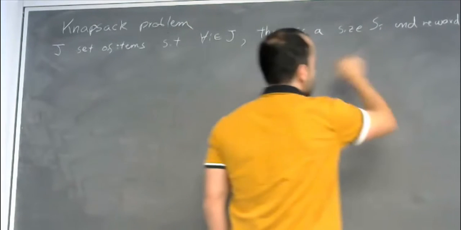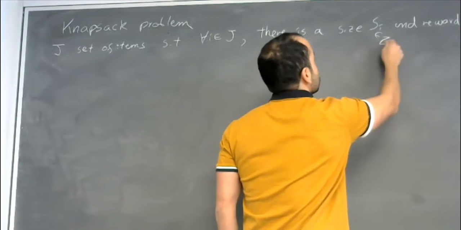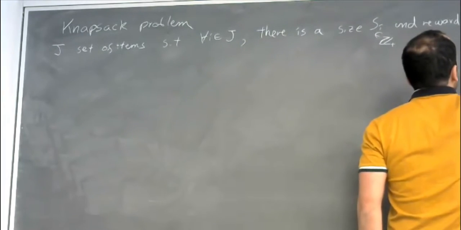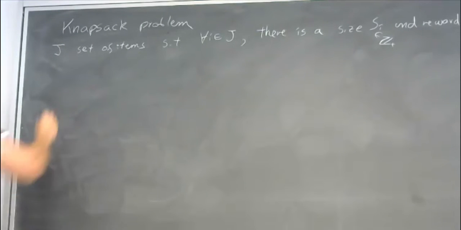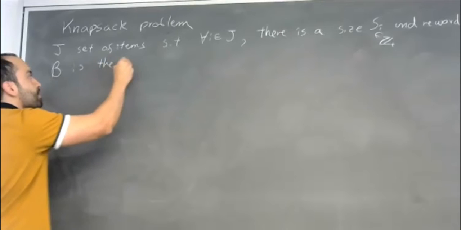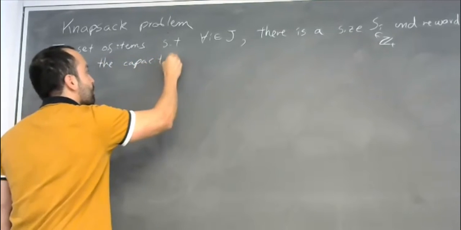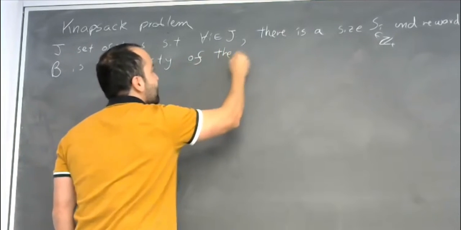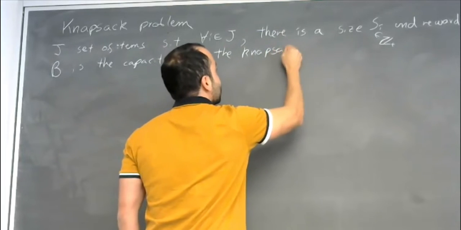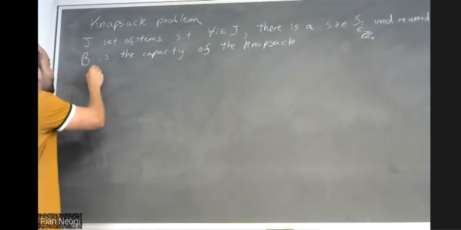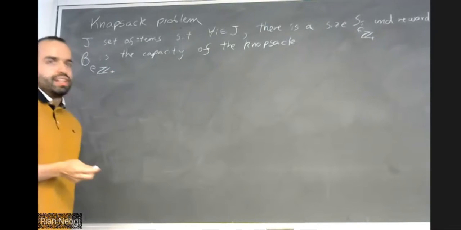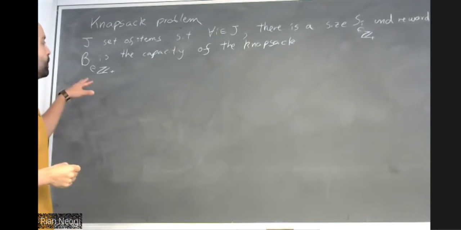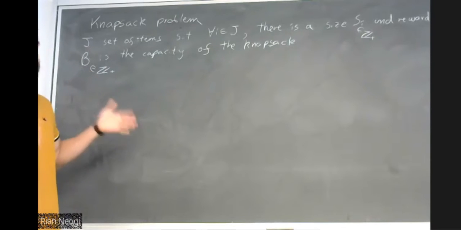And we may assume for simplicity that these are non-negative integers. And we are also given a capacity. We call it the capacity of the Knapsack, B. And again, we assume for simplicity that it is a non-negative integer. Now the goal is to compute a set of items whose total size is at most B, and such that the reward is maximized.